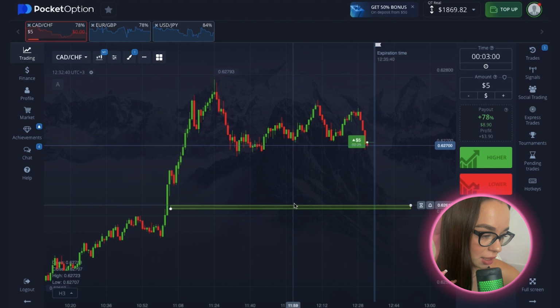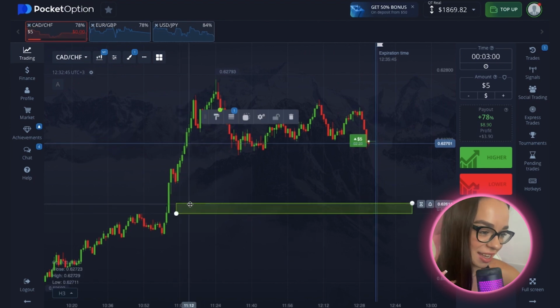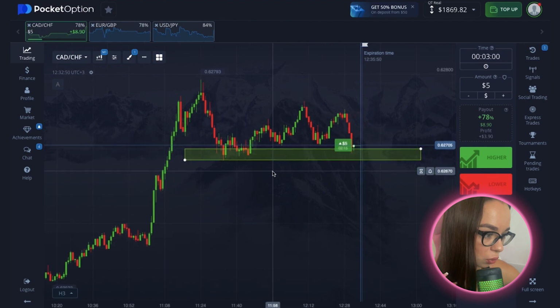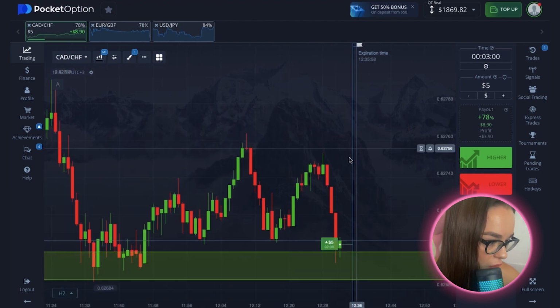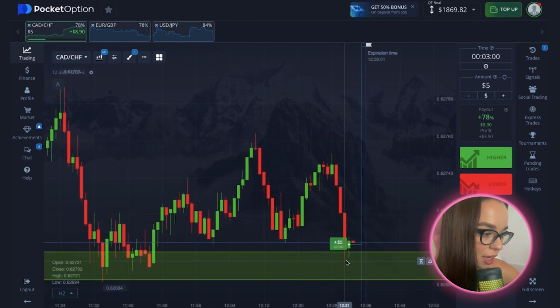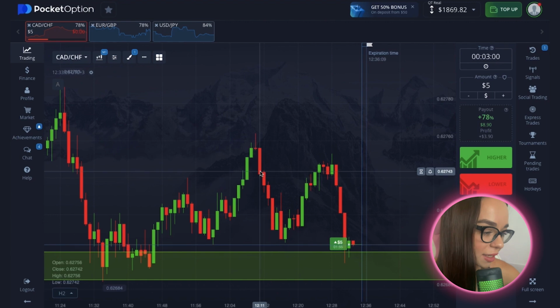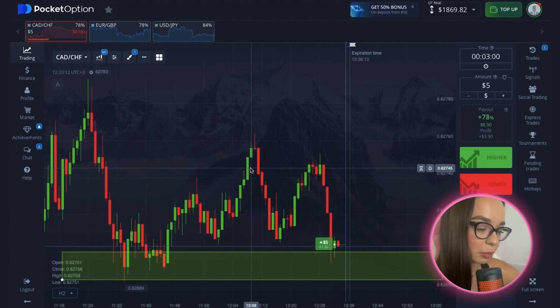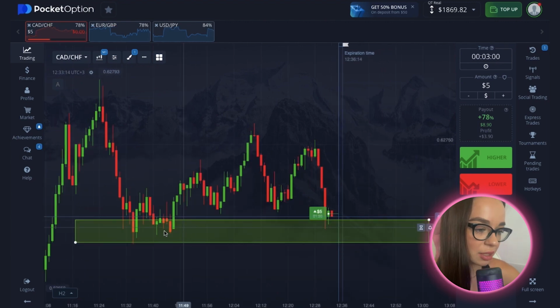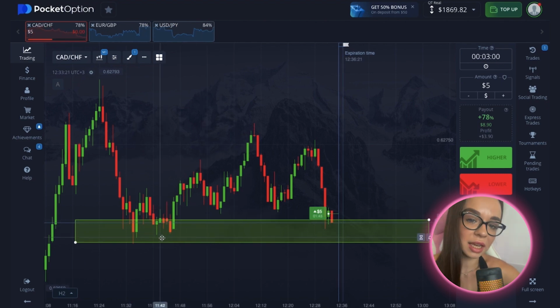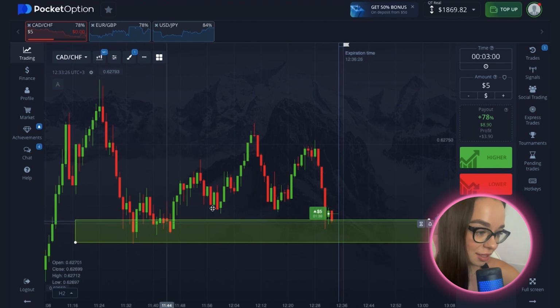So we picked the rectangle, sorry guys, in our drawing tools, and over here, this is our lowest point. If I move it closer, you see the price just touched our support zone with the red candle, and after that I entered my deal. Why did I go for a 3-minute expiration time? One more time, guys, you analyze whenever the price hit your support level, how much time did it take for the price to go against that level.